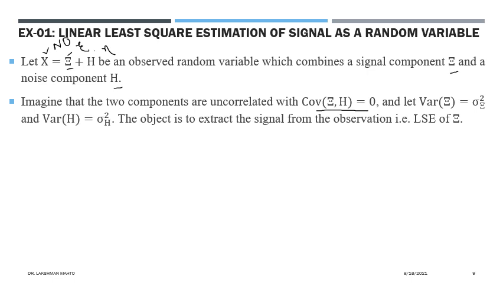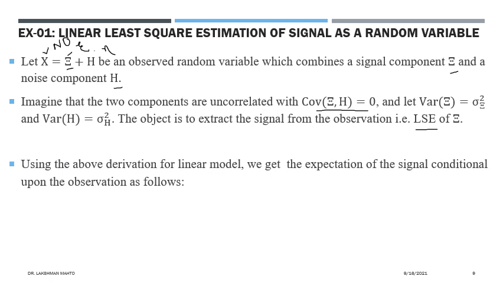So what is our problem here? The problem is we have to detect the signal from this observation x. There are various estimation techniques; here we will first apply the least square estimation technique. Through least square estimation, we will try to estimate the value of chi from observation x. That is our job here.